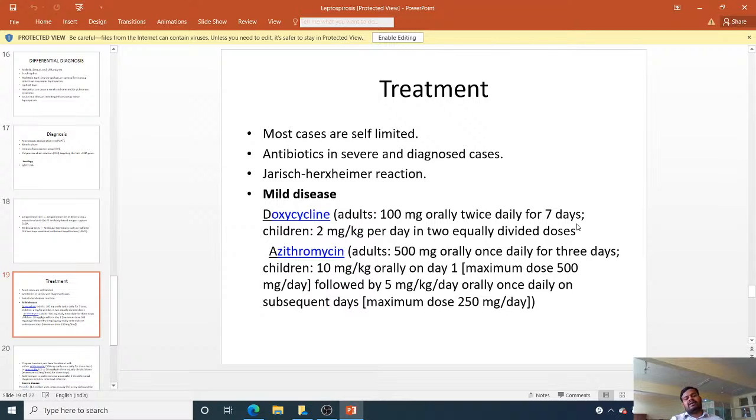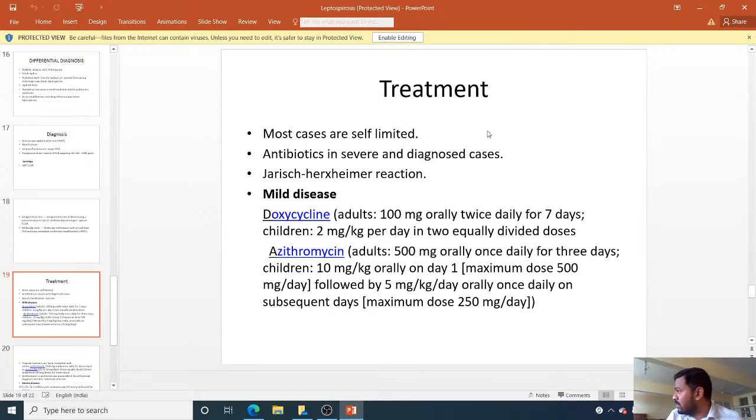Coming to the treatment, most cases are self-limited. Okay, patients with mild infection might not show up to the hospital, and the disease is self-limited, so they do not require any antibiotics. So definitely we should start antibiotics in severe and diagnosed cases. So Jarisch-Herxheimer reaction, this is one of the important terms you should know about. This can be asked in many examinations actually. So you should know about this reaction.